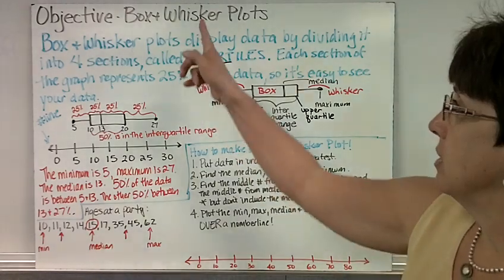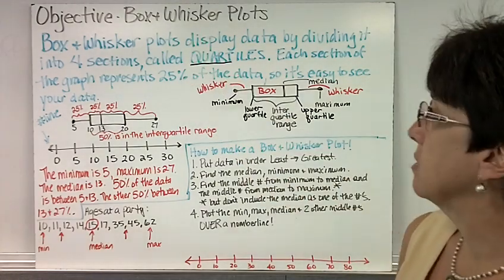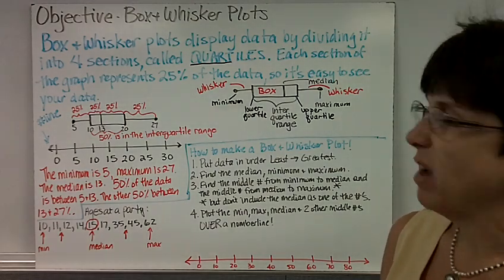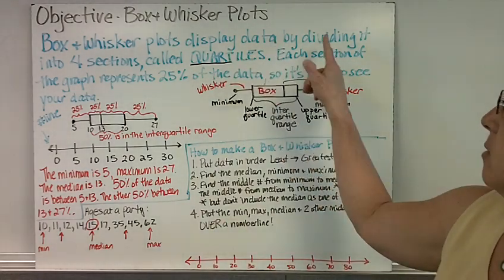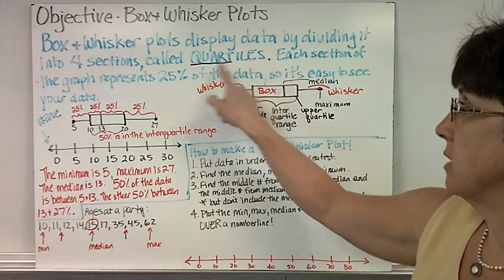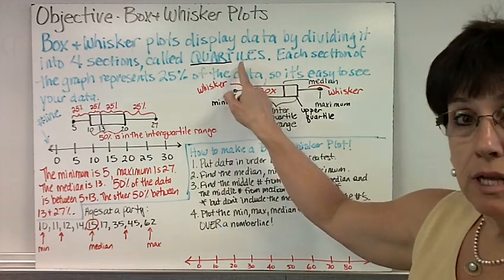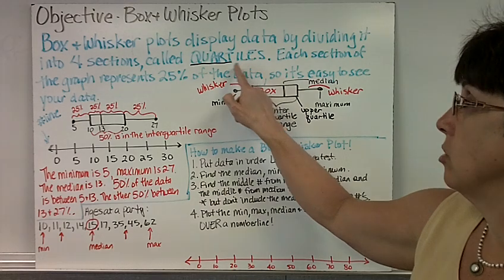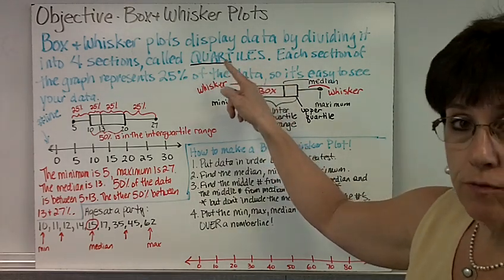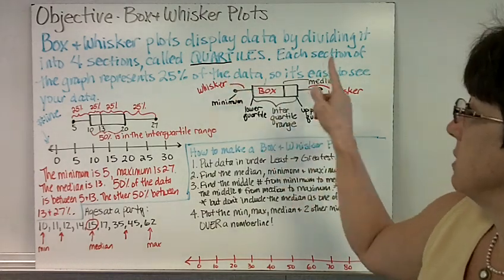Today's objective is box and whisker plots. Box and whisker plots, and plots is another word for graphs, display data by dividing it into 4 sections called quartiles. And you know, quart, like there's 4 quarters in a dollar, and there's 4 quarts in a gallon. So it makes sense because quart means it's divided into 4 pieces.